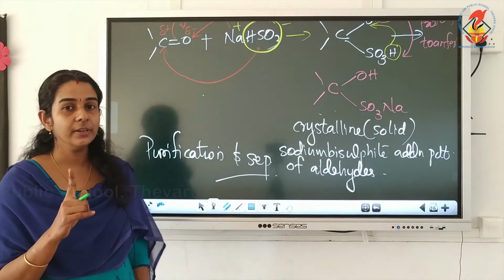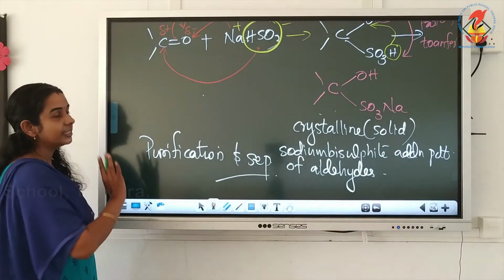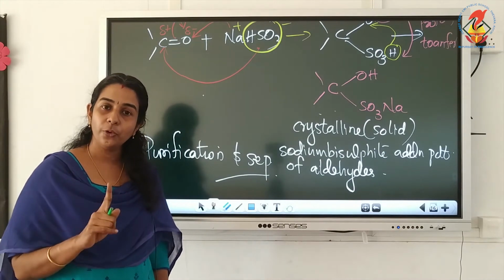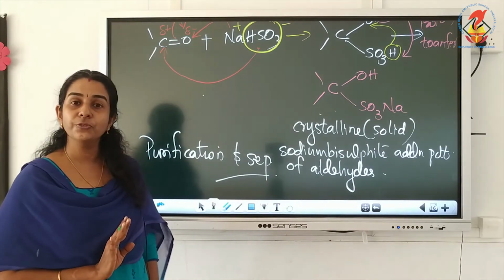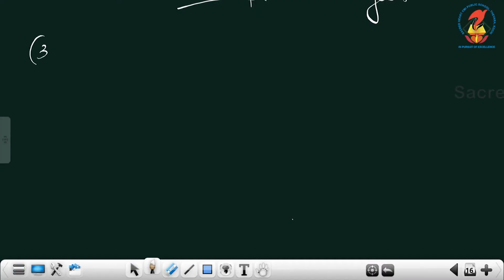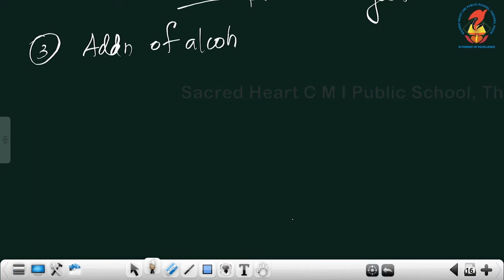So remember, note down the question. The sodium bisulfite addition method is used for the separation and purification of aldehydes. Why? Okay. Now, the third example for nucleophilic addition reaction is addition of alcohols. Addition of alcohols to aldehydes and ketones.